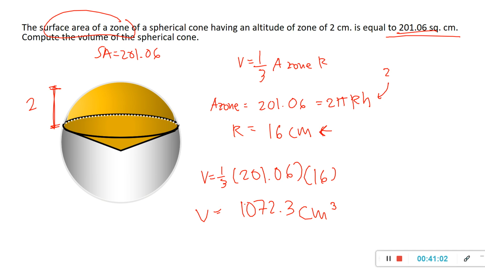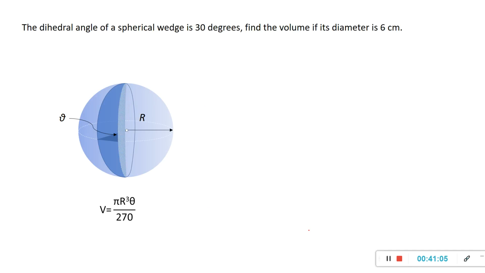Okay, so this is the last problem for this session. We have here the dihedral angle of a spherical wedge is 30 degrees. Find the volume if its diameter is 6 centimeters. The dihedral angle is the angle we need. So this is the formula for a wedge. I can't remember it, so think of something to memorize it. The degrees are given, and the diameter is 6, so we can get the radius. Solve the problem once you know the formula.